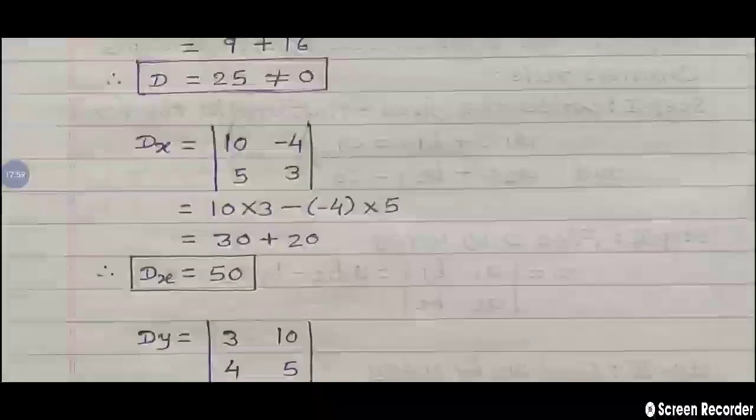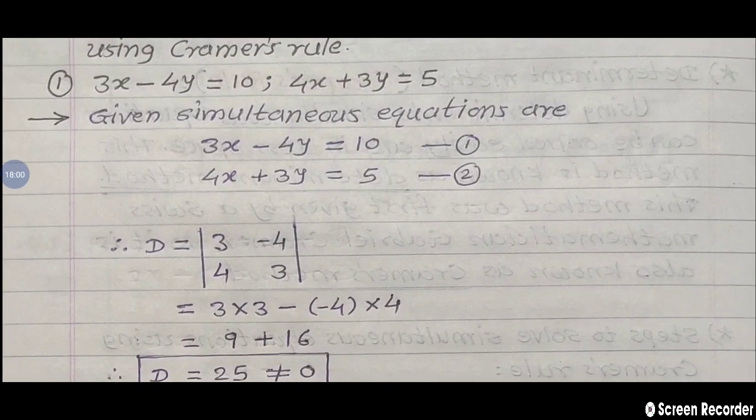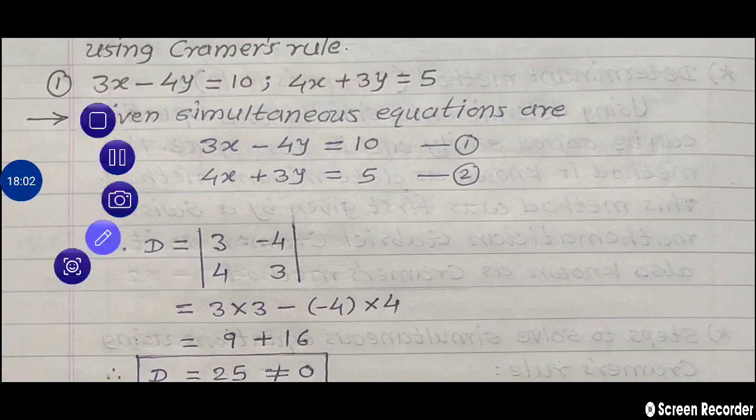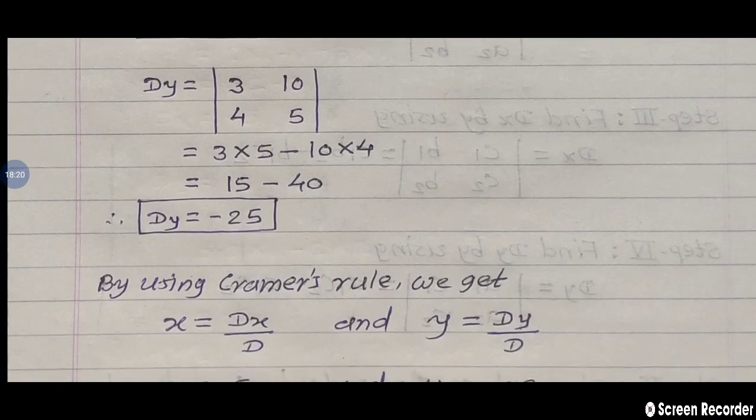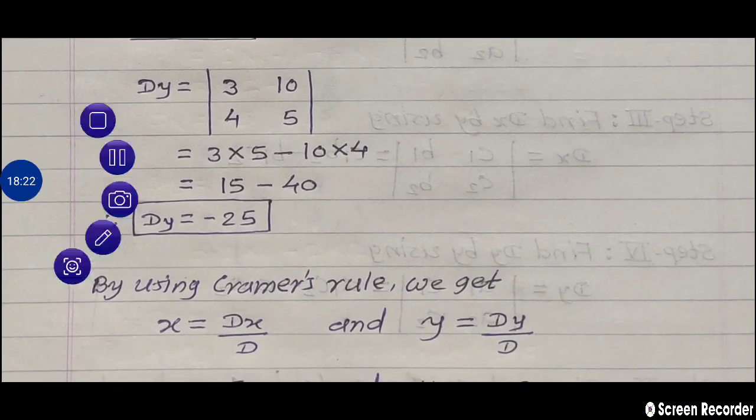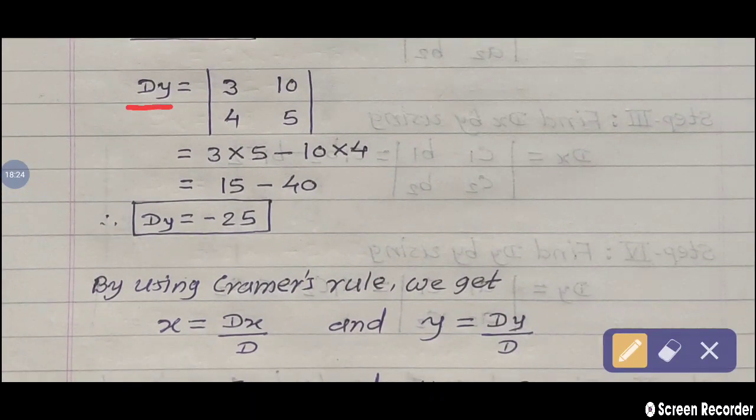Next, how to find out Dy? So coefficients of y, that is minus 4 and 3, replaced by 10 5. 3 and 4, these are the coefficients of x, remain as they are. So 3 4 in the first column and in second column 10 5. That is the value of Dy. Check that. So we find out the Dy here.